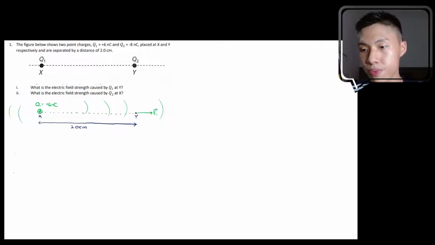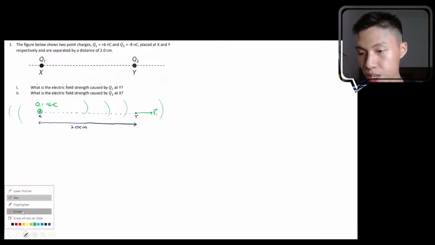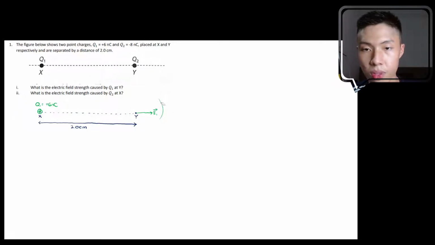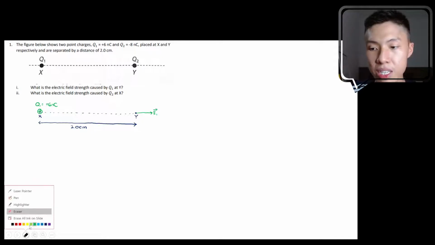Okay, so let me remove the irrelevant stuff. At the same time, at position Y, it's not empty there. We put something over there actually. We put Q2 at position Y, and Q2 is a negative charge. Because Q2 is positioned here, around this position Y there will be an electric field that is produced by this Q2.